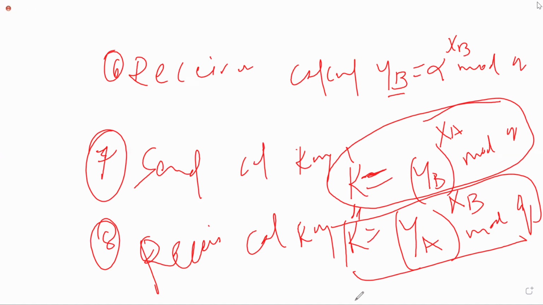Okay, so the question is, if Q is equal to 3, then 2 is a primitive root of Q. Is it true or false? It is true, not false. You can apply the formula. Then I think you have understood the algorithm, the steps, of Diffie-Hellman key exchange.